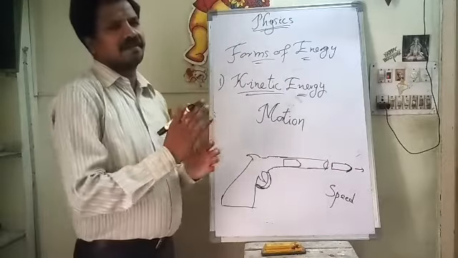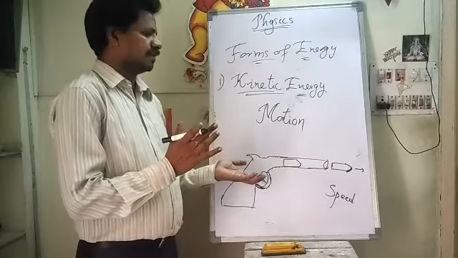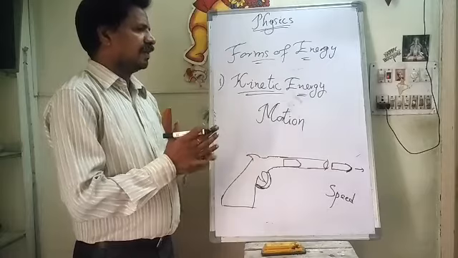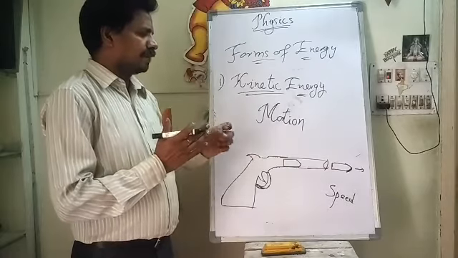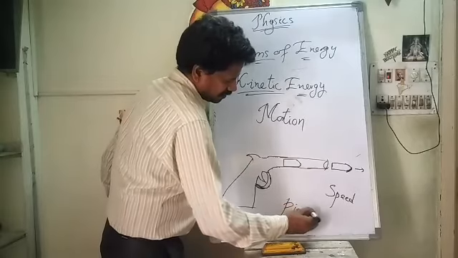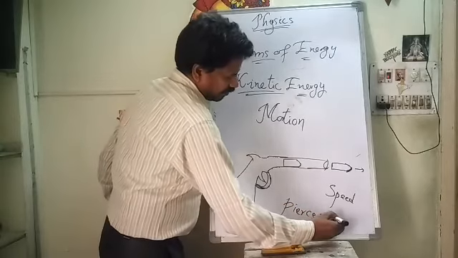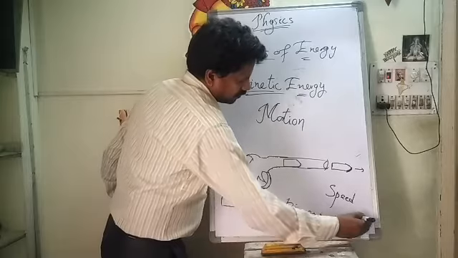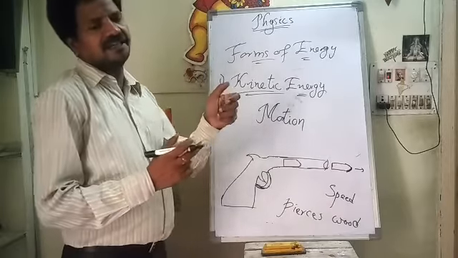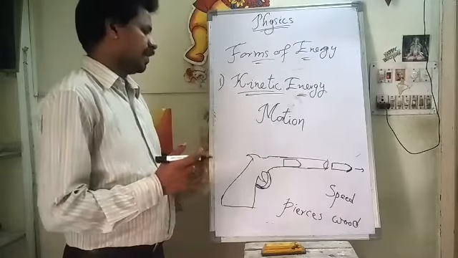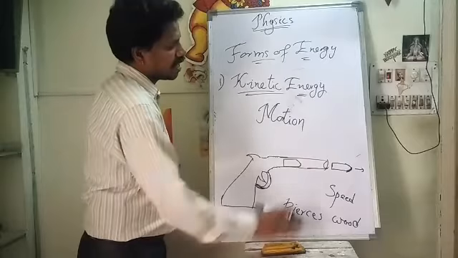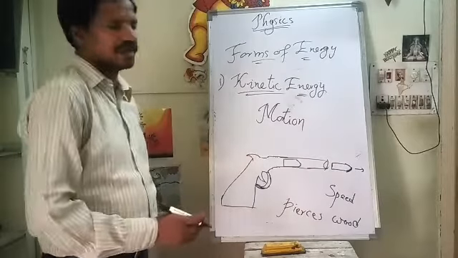See, when a bullet comes into motion, it has a lot of energy, and it also pierces wood. That means it can enter into wood also. That means it has a lot of energy because of its motion.